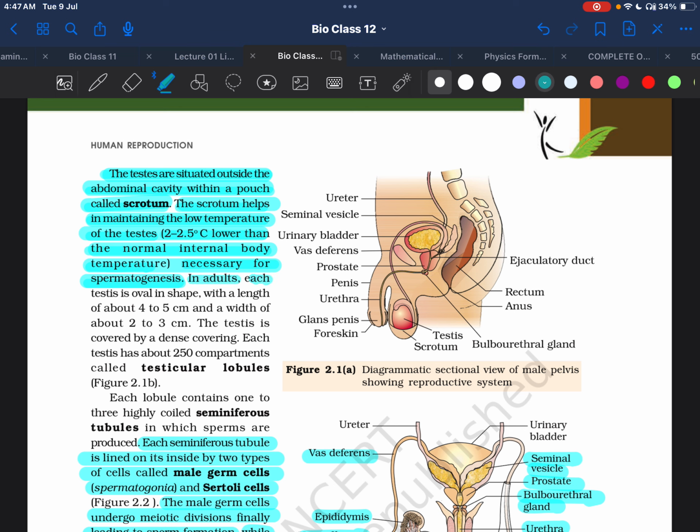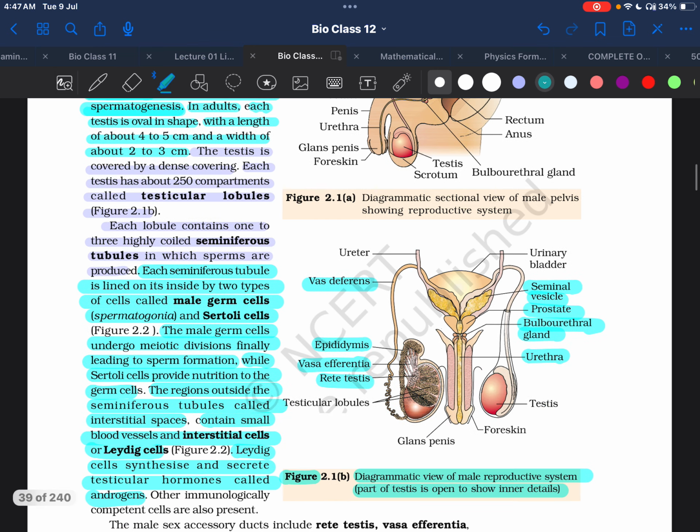In adults, each testis is oval in shape with a length of about 4 to 5 cm and a width of about 2 to 3 cm. The testis is covered by a dense covering. Each testis has about 250 compartments called testicular lobules. Figure 2.1b. Each lobule contains 1 to 3 highly coiled seminiferous tubules in which sperms are produced.